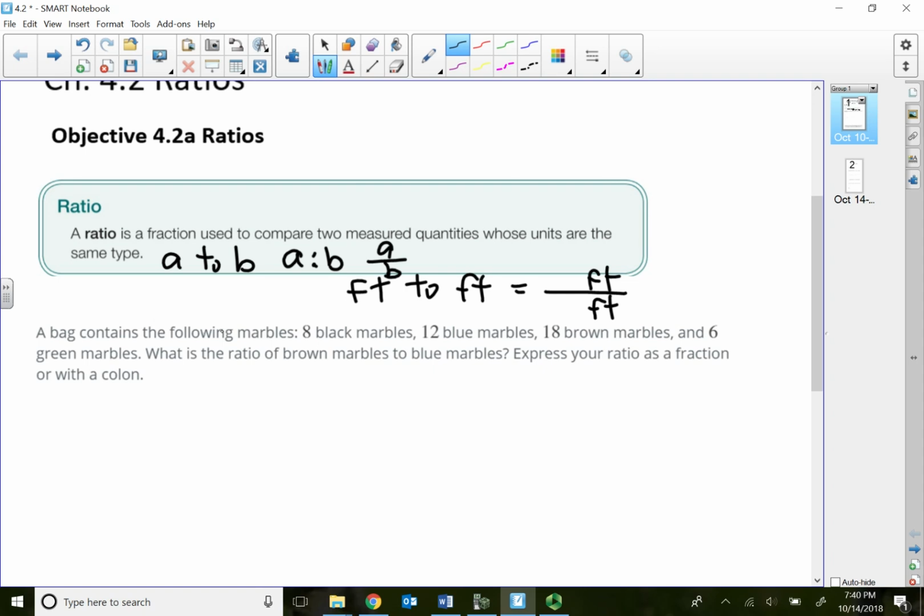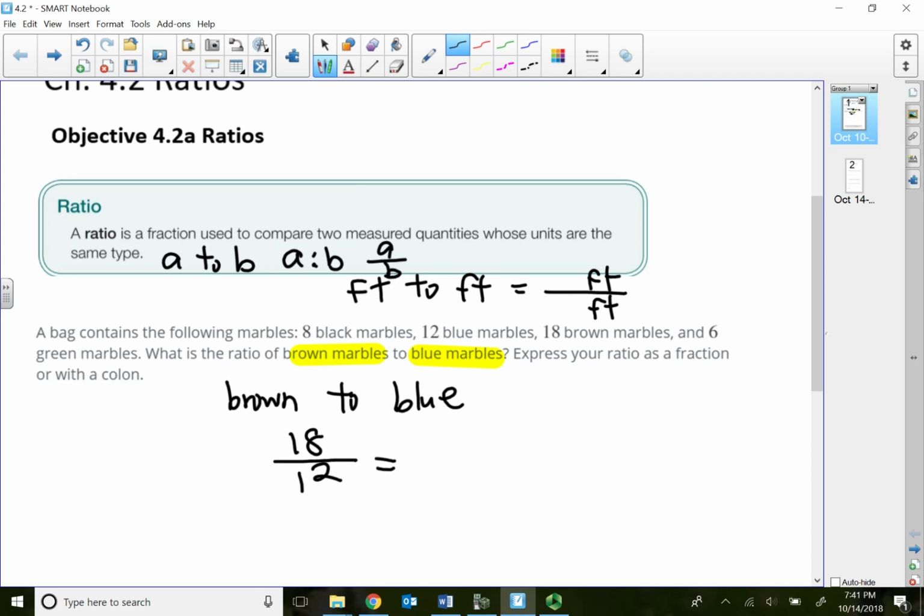A bag contains the following marbles: 8 black marbles, 12 blue ones, 18 brown ones, and 6 green marbles. What is the ratio of brown compared to blue? So I'm comparing brown to blue. Browns are 18, compared to blue ones, which are 12. So that's 18 compared to 12, 18 marbles over 12 marbles. The word marbles will cancel each other out, that's the reason I don't bother to write down my units.